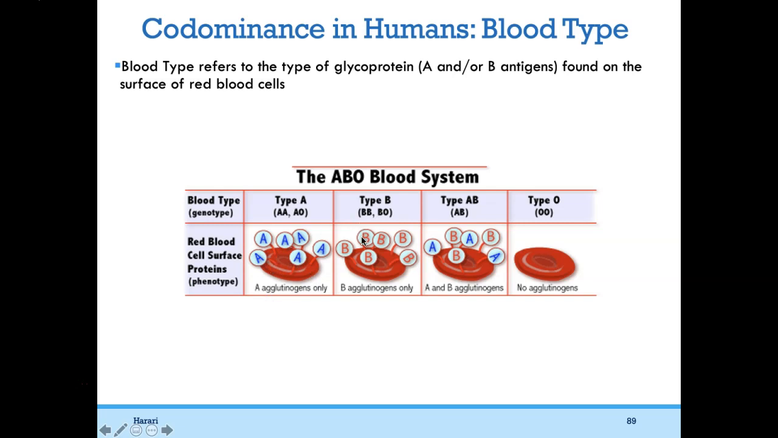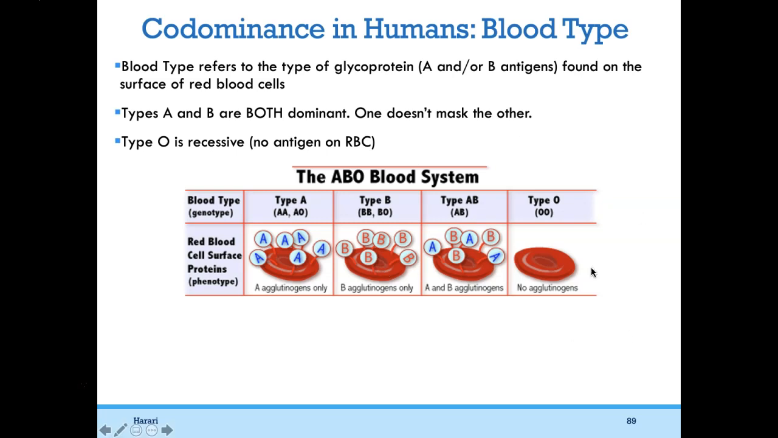If you are type B, that means the B antigen is on the surface of all of your red blood cells. Type A and B are both dominant, right? One does not mask the other. Therefore, type AB would have both A and B expressed. If A were dominant over B, then a heterozygote would only have the A antigen. But since there's codominance, type AB would have both the A glycoprotein and the B glycoprotein. Type O is recessive. There's no antigen at all.